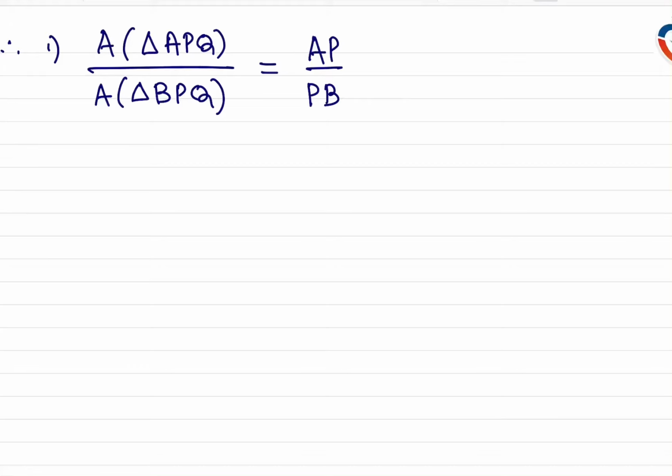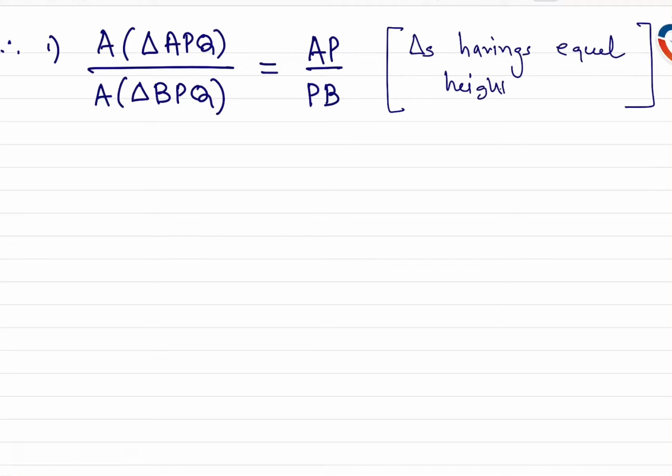And the reason you write for this is triangles having equal heights, right? When your triangles have equal heights, you can say areas are proportional to corresponding bases. You can either say triangles having equal heights or areas are proportional to corresponding bases. I'm writing triangles having equal heights. Clear?